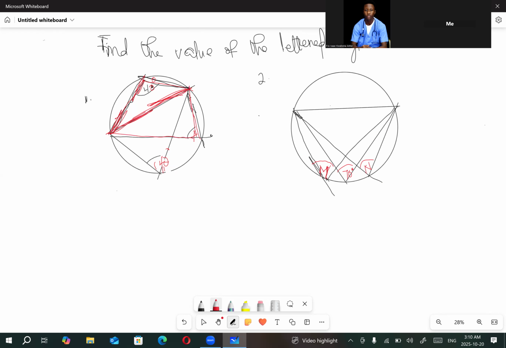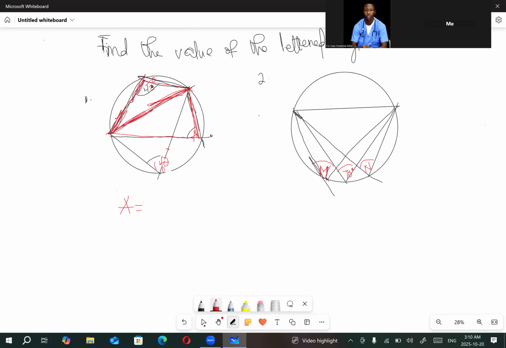Why is A not 40 then? Because it's this chord that produced A. That same chord produced 40. Why is A not 40 degrees? Anyone? Because the angles fall under different segments. Good, good. So you see, that chord produced those angles, but they are at different segments. So property one doesn't hold.